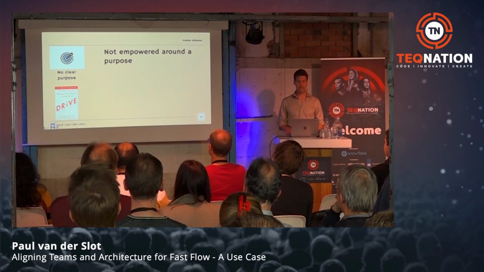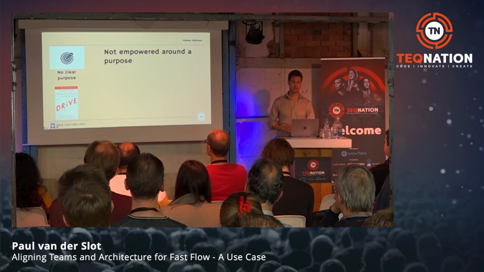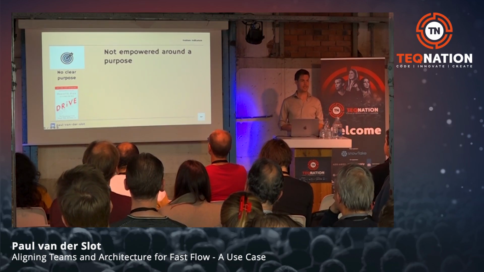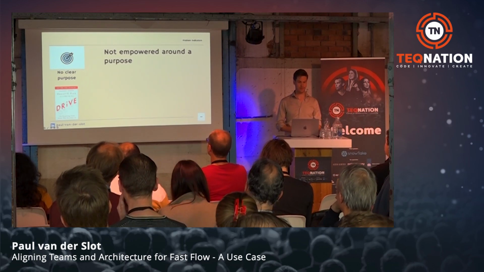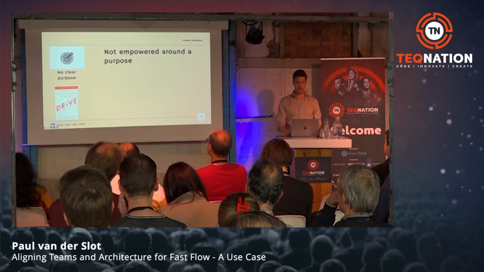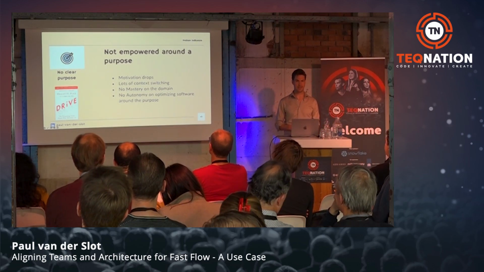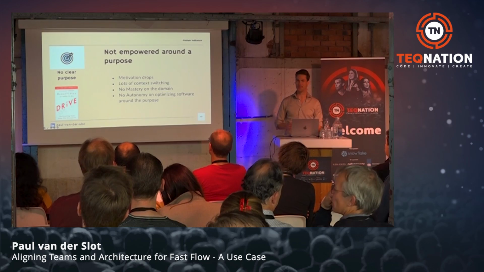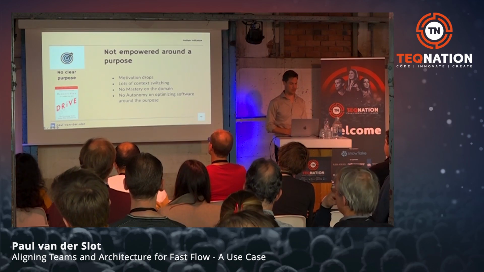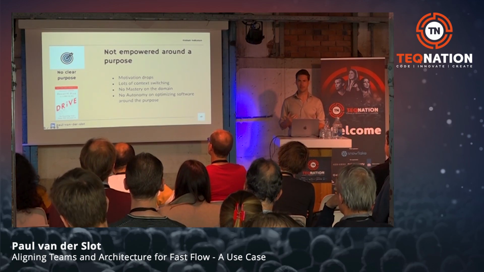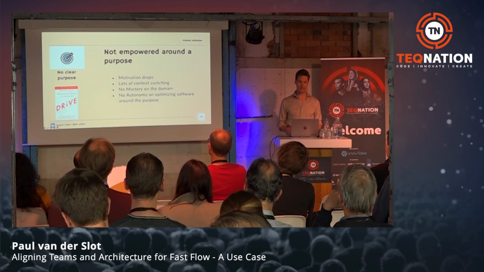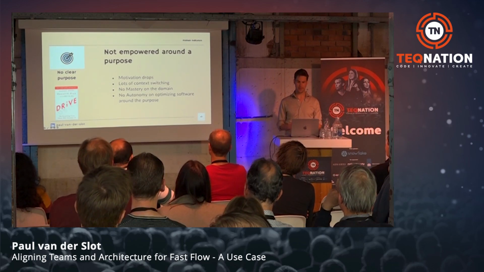And the last one is no clear purpose. So what you see here is that teams are not empowered around a purpose. And signals that you see there is that motivation drops in teams. They have no drive, like in the book that I have put there from Daniel Pink. There's a lot of context switching in the team. And there is no mastery of the domain.